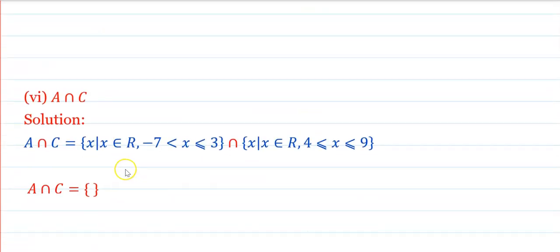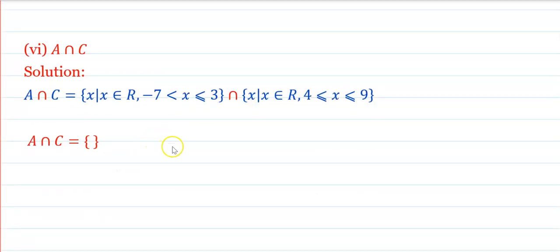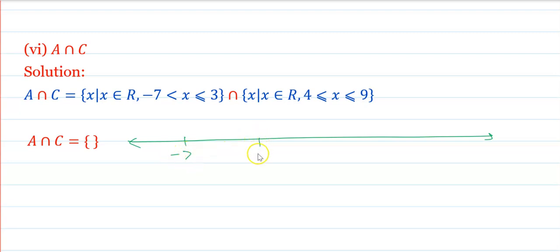Okay, now the next is A intersection C. See this here. First is A, -7 to 3, and next is 4 to 9. What is the common? There is no common. These two are different, and hence it is an empty set.